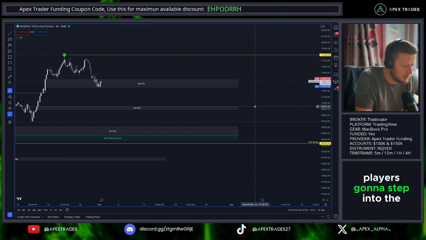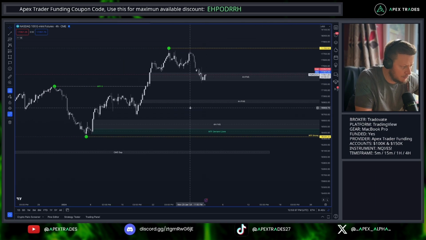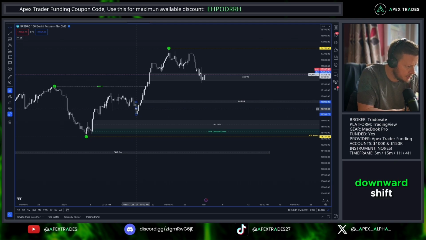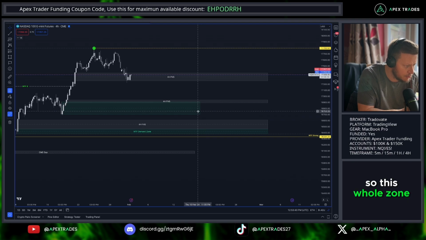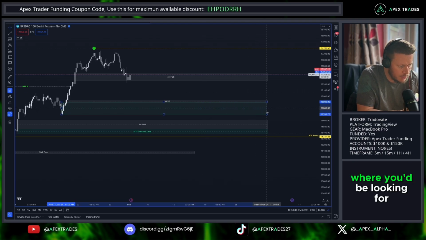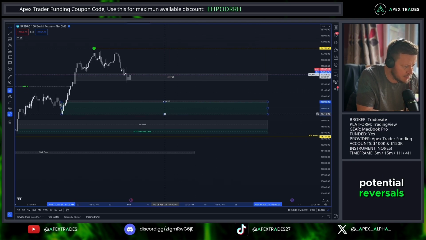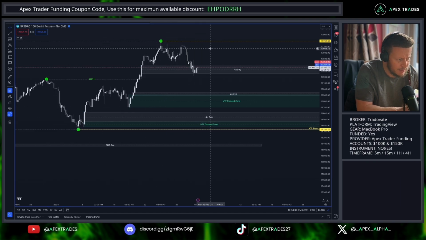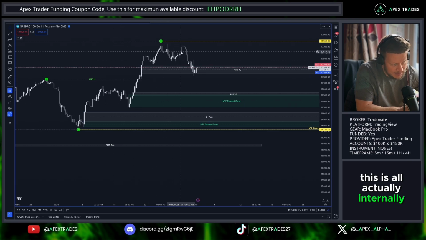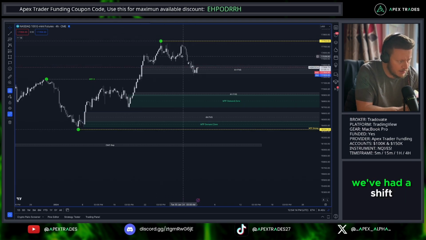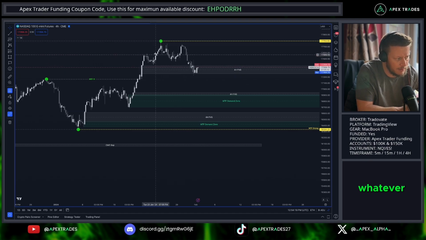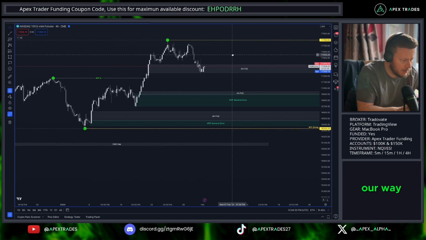That's where players are going to step into the market because they have before. And then we've also got another one here, which is a much larger downward shift but still relevant. So this whole zone would be an area where you'd be looking for potential reversals. Remember, everything that happens within the swing range, internally you could argue, yes, we've had a shift on a lower time frame. Like if I was to go into the 15-minute or the 5-minute or whatever, this would definitely be a structural shift, but on the larger time frame, on the 4 hour, it's not, right?